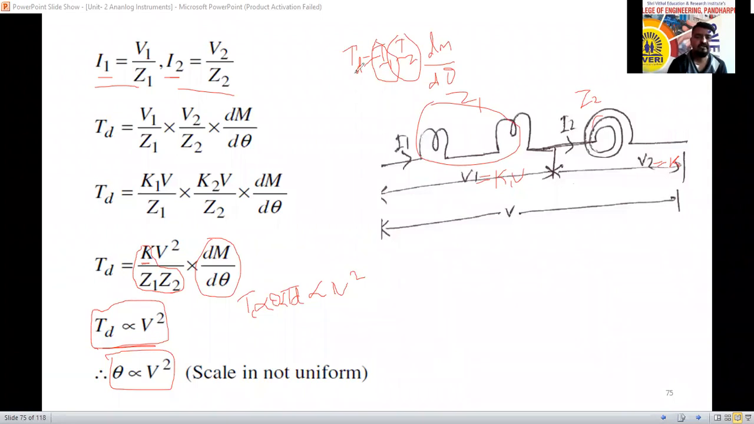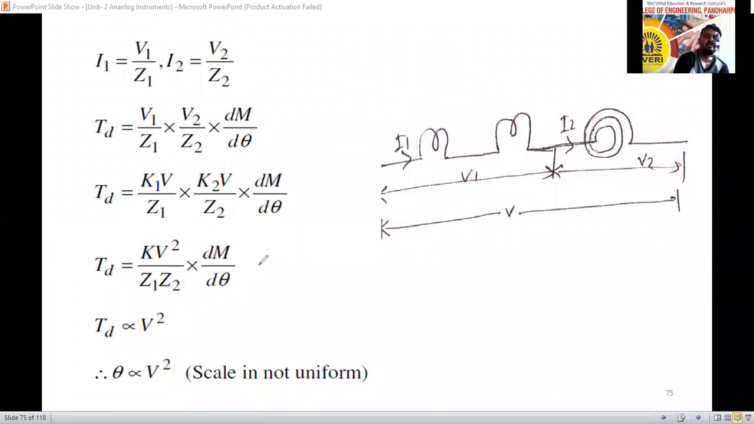We can do that directly instead of writing it here now. So we can derive this equation, TD equal to V square by Z1 Z2 and dM by d theta. We already know that TC equal to TD. TC equal to TD, we know the formula for TD. Now substitute TC equal to K theta, we know that one, and TD equal to this formula, and K gets cancelled over there.